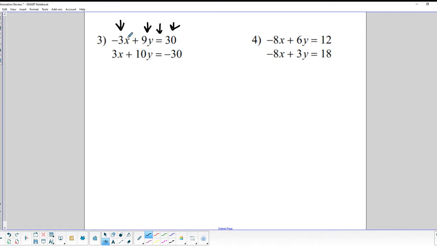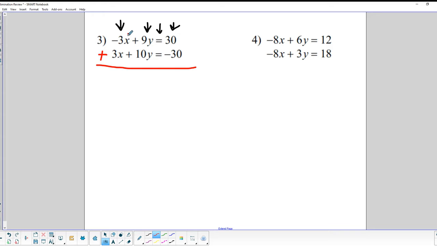And then what you need to look for is a column, like the x column or the y column, where you have a couple of opposite terms. In this first problem, we actually have an opposite term, or what we call a zero pair, in the x column. So in order to solve this problem, we just add the two equations together vertically.